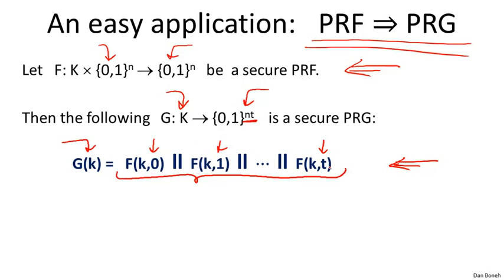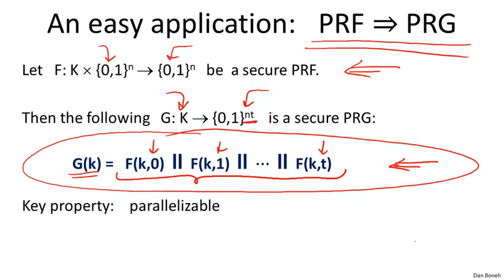So we basically took the key for the PRF and expanded it into n times t bits. A key property of this generator is that it's parallelizable. What I mean by that is if you have two processors or two cores, you can have one core compute the even entries of the output and another core compute the odd entries. So with two cores, you can make this generator run twice as fast as it would on a single core.